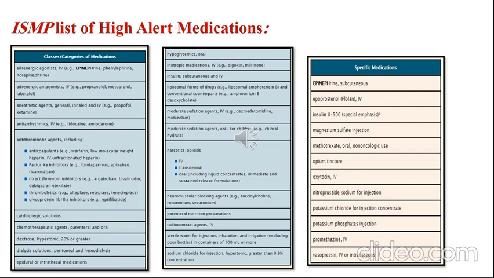Here, the ISMP list of high alert medication. ISMP is the Institute for Safe Medication Practices. They define some of the medication as high alert medication. You will find here anticoagulants, you will find opioids, chemotherapy medication, and many other medications.